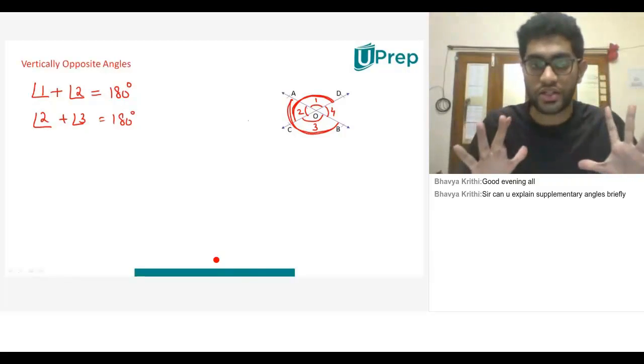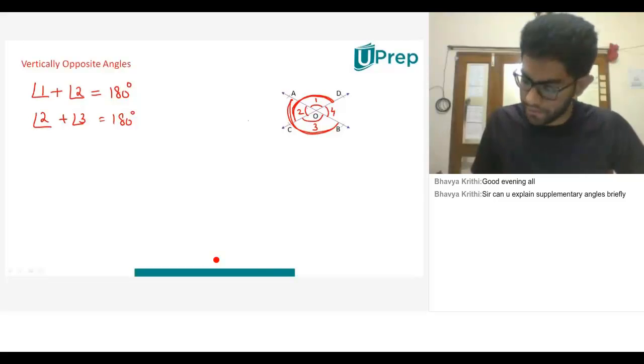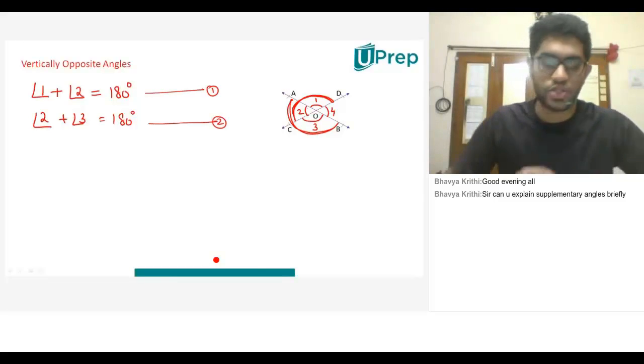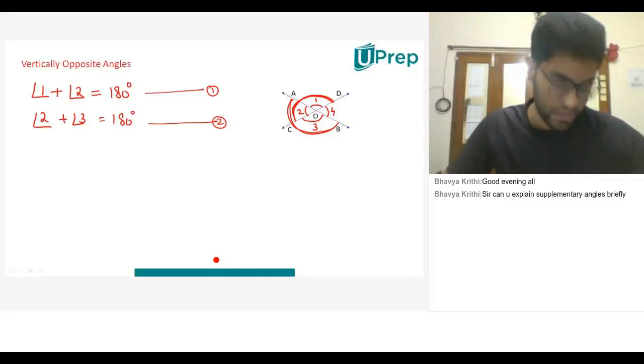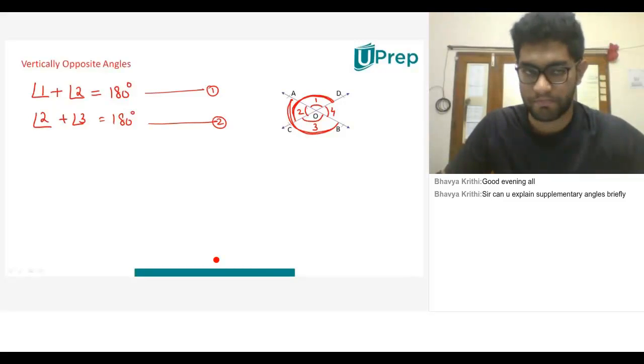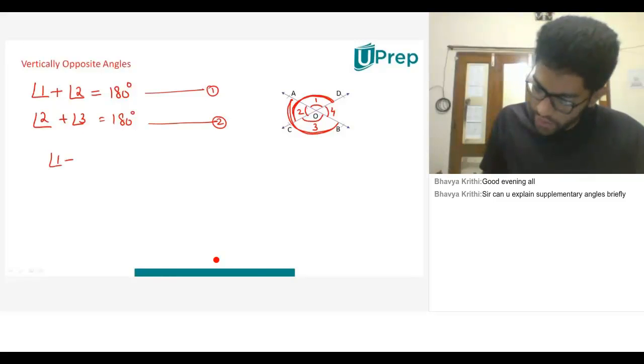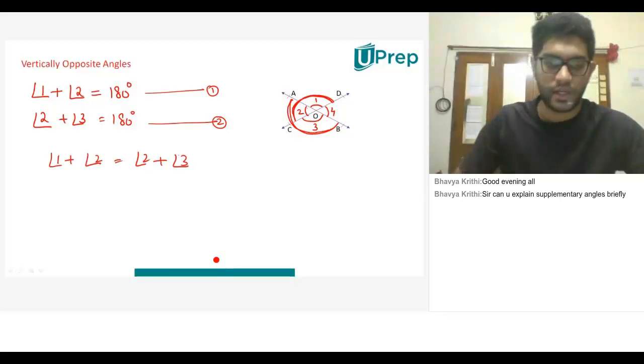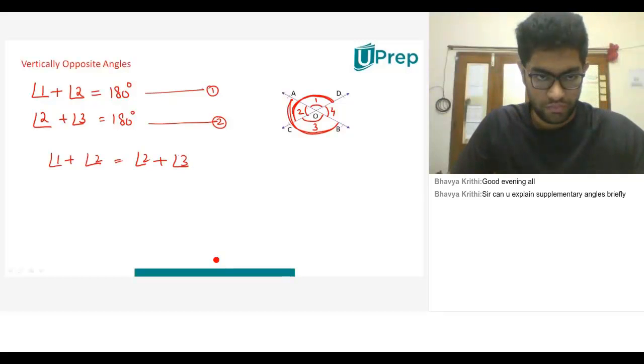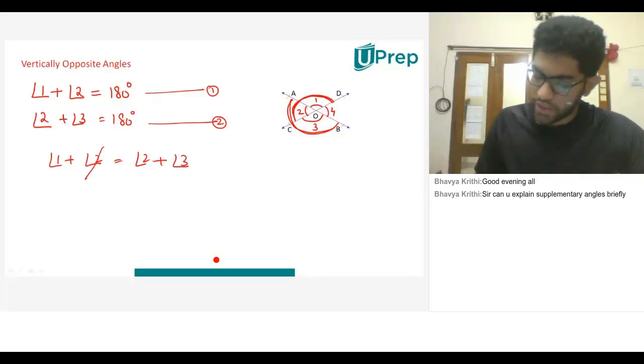This is just to understand it. This is just to prove it. Now, if I call this equation 1 and this equation 2, can I equate both of them? Is the right hand side of both of them the same? Right. So what do I get? I get angle 1 plus angle 2 is equal to angle 2 plus angle 3. Correct? Angle 2 gets cancelled.